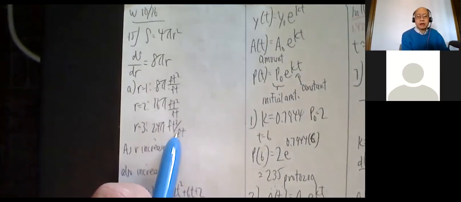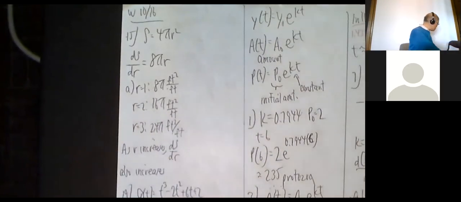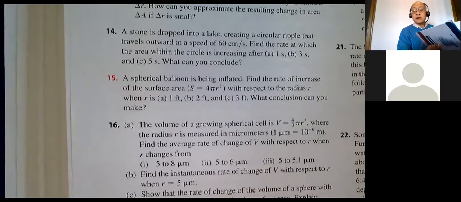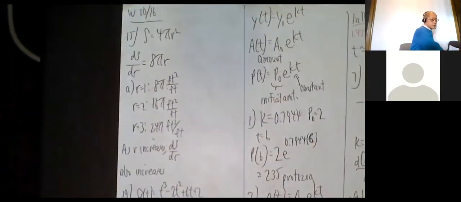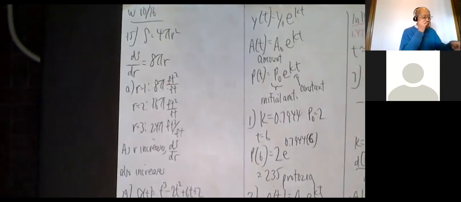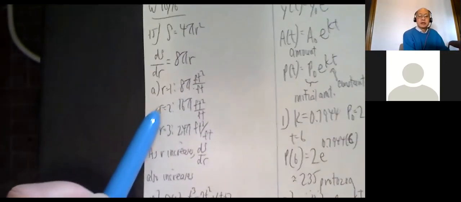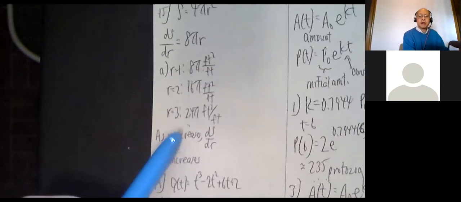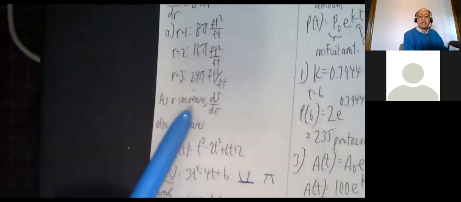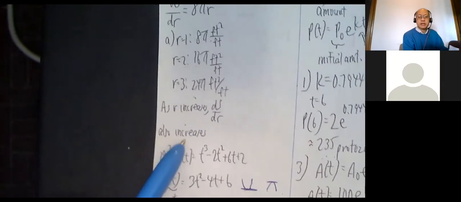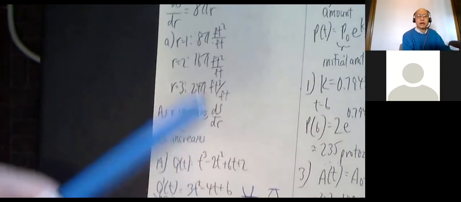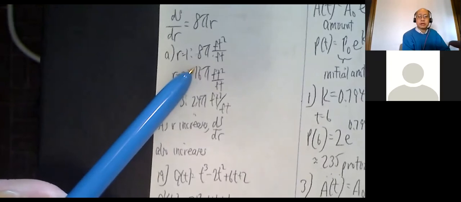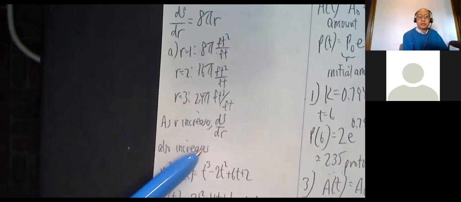All right, and then they say something about what conclusion can you make? Well, what happens when r increases? 8 pi, 16 pi, 24 pi, right? So as r increases, dS/dr also increases. So as time goes by, your rate of increase of the surface area also goes up when the radius goes up.